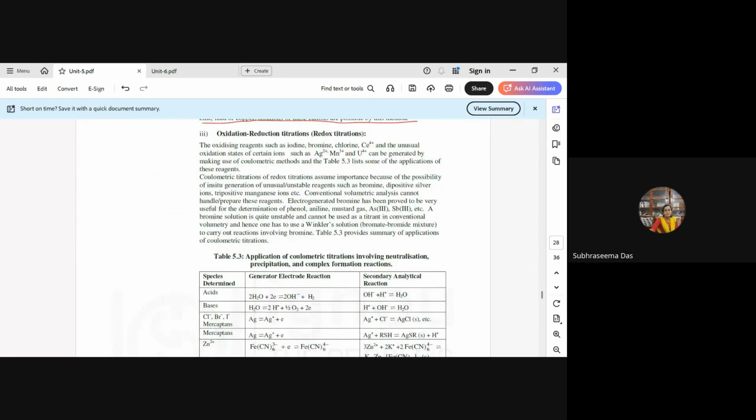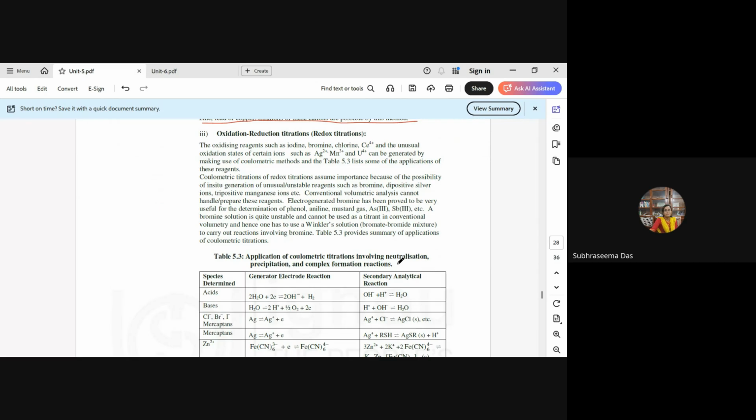Then the next application is in redox titrations. The oxidizing reagents such as iodine, bromine, chlorine, Ce4+, and the unusual oxidation states of certain ions like silver 2 plus, Mn3 plus, uranium 4 plus can be generated by making use of coulometric titrations, and their use has been listed in table 5.3.